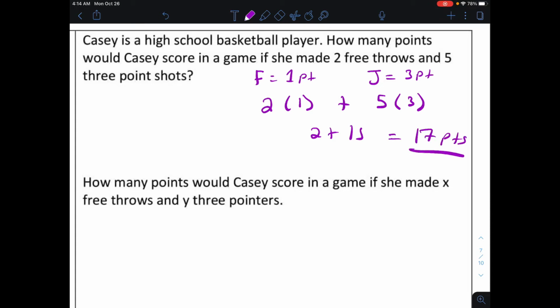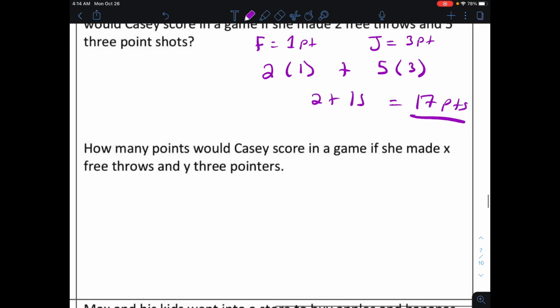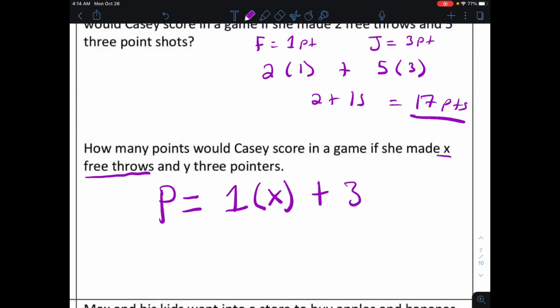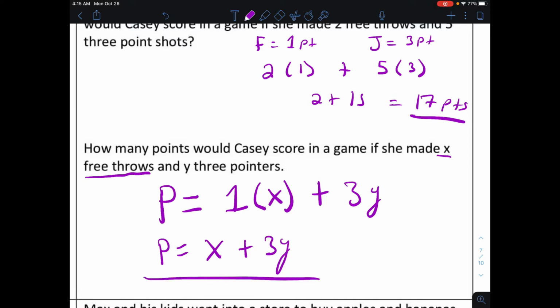Now, down here at the bottom, how many points would Casey score in a game if she made X free throws and Y 3-pointers? All right, well, I just need to change up my variables to account for this. So we're going to say P, the number of points Casey scores in a game. Now, X is my free throws, so it would be 1 point for every 1 free throw. So 1 times X plus 3 points for every Y 3-pointer. And so we can say just P is equal to X plus 3 times Y.